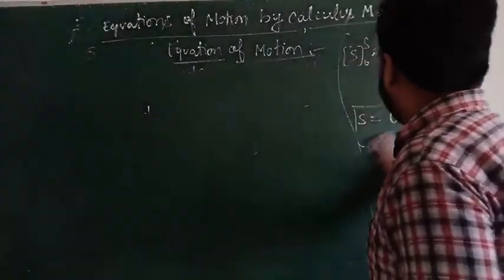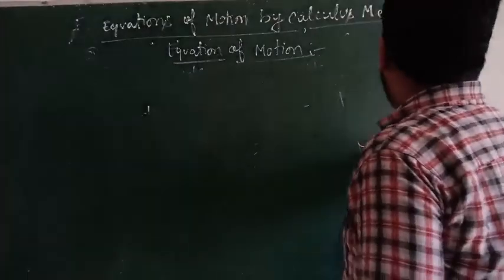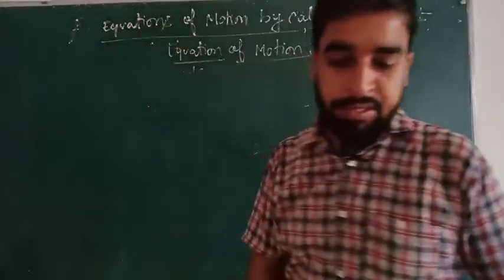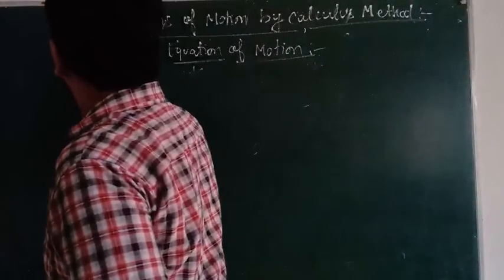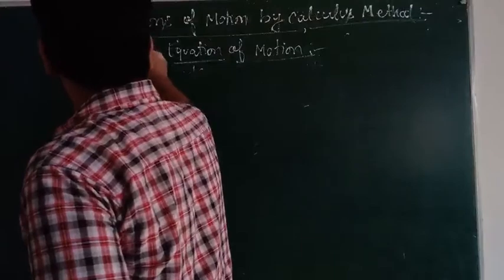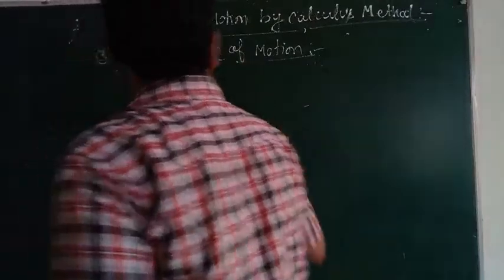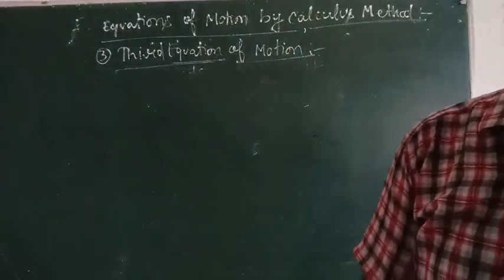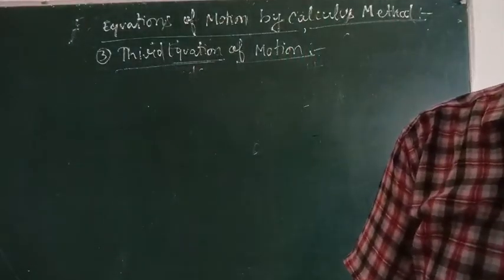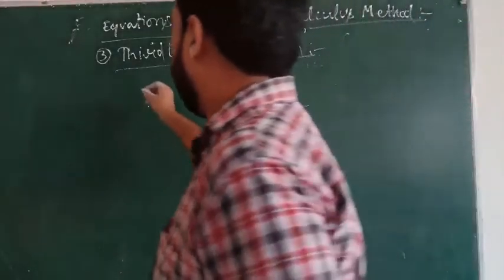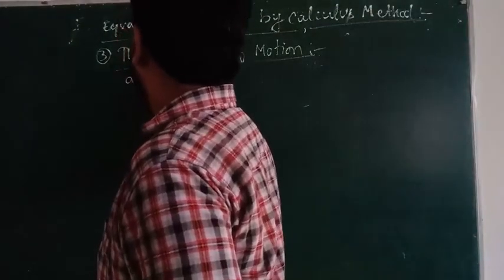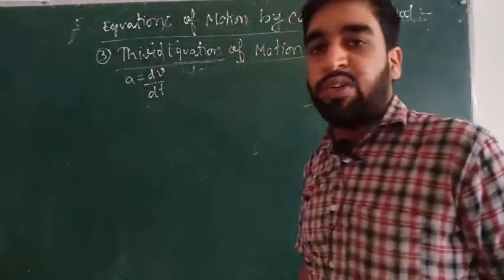Now students, we will do the third equation of motion by this integration method. Third equation of motion by integration method. So students, what can we write in place of acceleration? Acceleration is written as dv upon dt, the rate of change of velocity with respect to time.